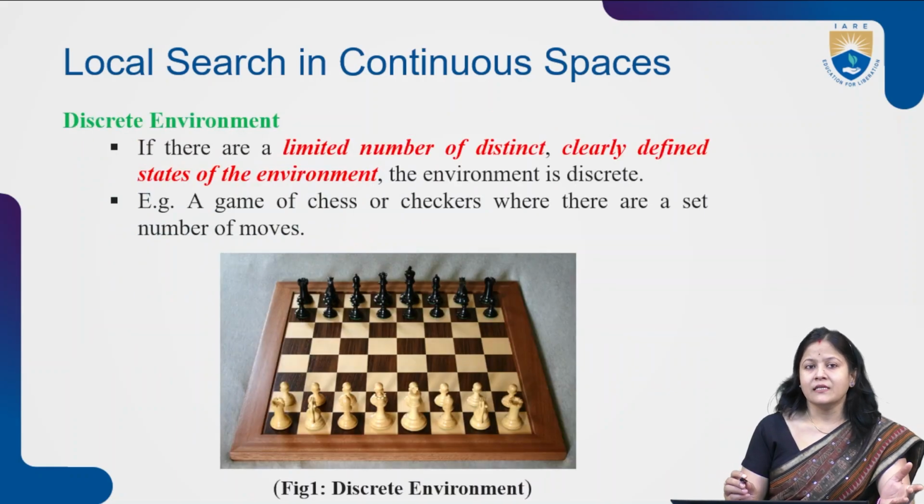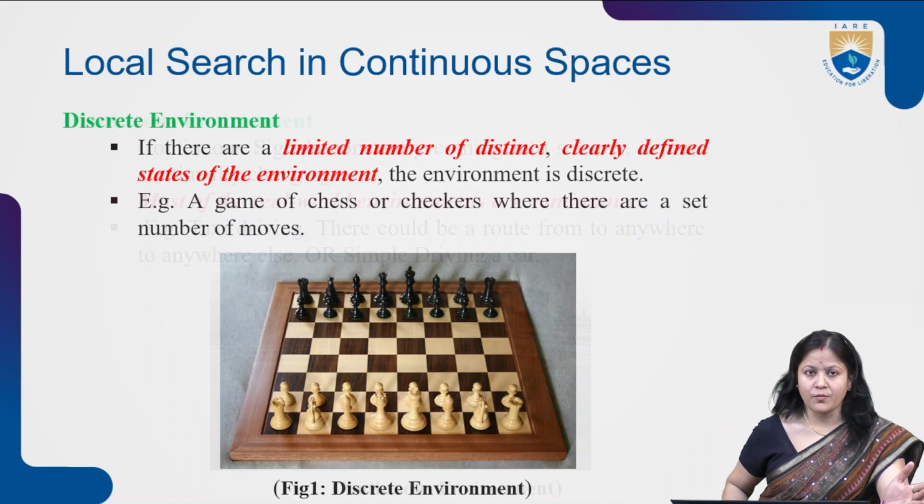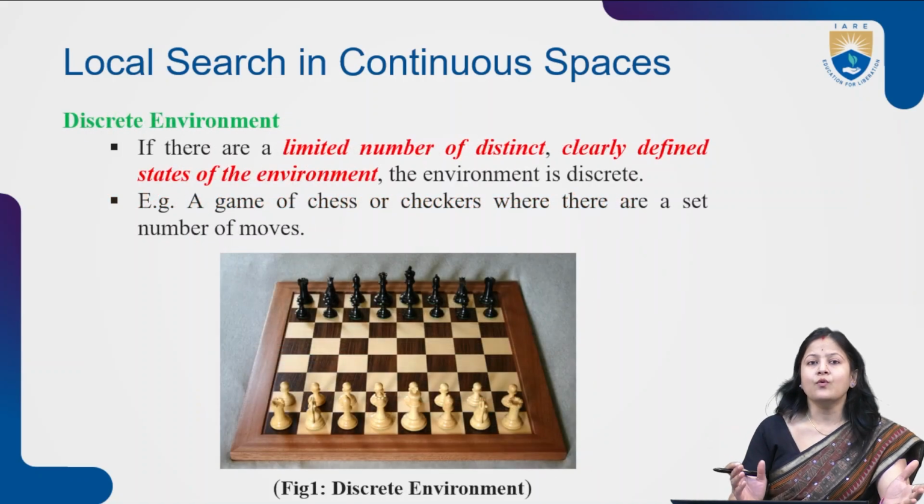Now, let me discuss what is the meaning of discrete environment and continuous environment, because the topic is local search in continuous space. To understand clearly, we should know the clear distinction between what is a discrete environment and what is a continuous environment. A discrete environment is one where there are a limited number of distinct, clearly defined states of the environment. That environment is called discrete.